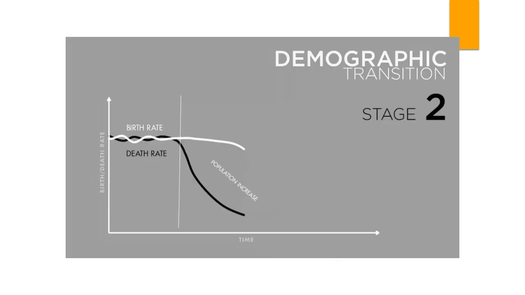In stage 2, we can see the birth rate is the same. There is no change in birth rate, but the death rate has declined far more. This is stage 2, where the population starts growing fast. What is the reason behind it?